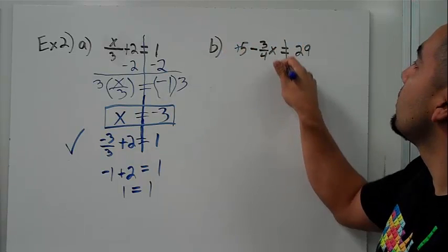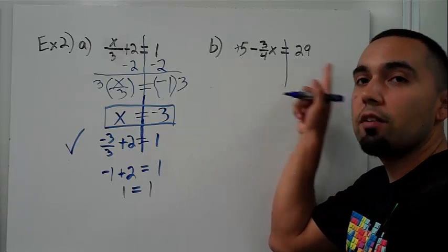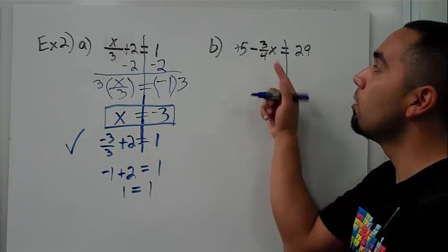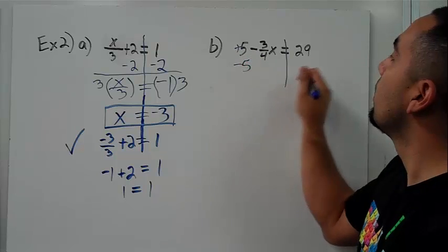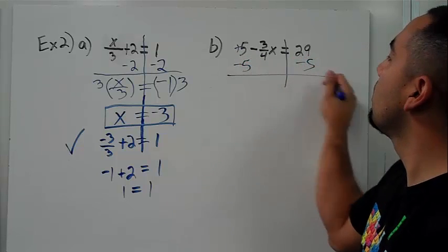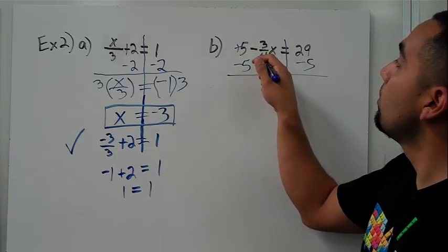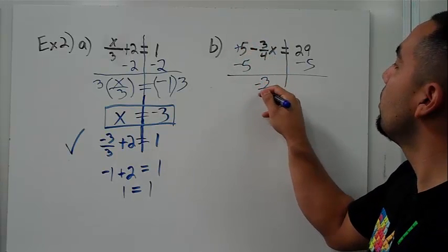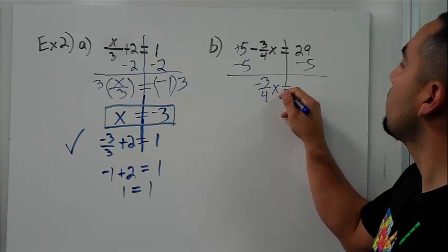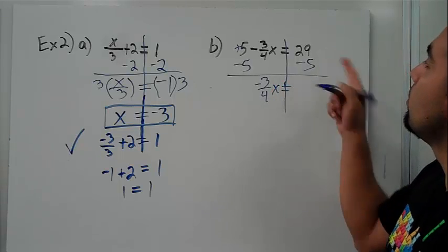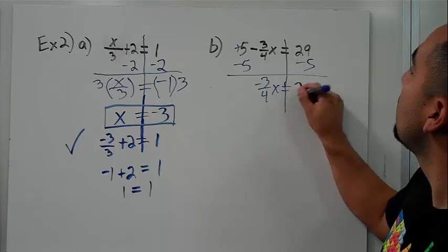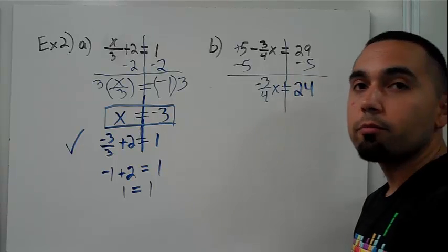So if I have a positive 5 and I want to get this positive 5 over here away from the variable, I need to, again, do the opposite. So I'm going to subtract 5. Okay? That equals 0. We get negative 3 over 4 x is equal to 29 minus 5 is 24, right?